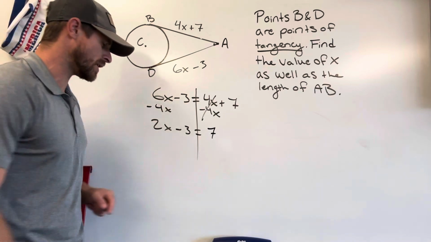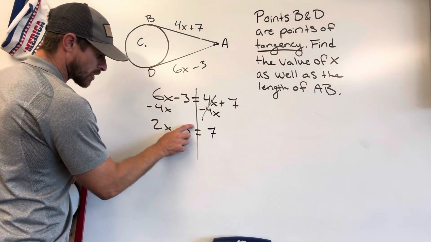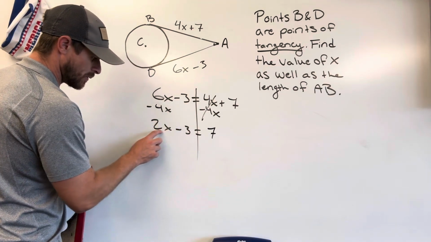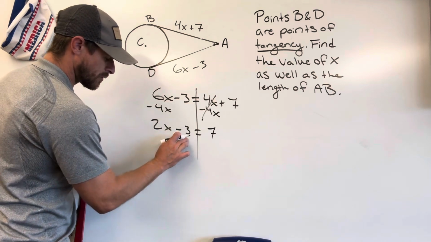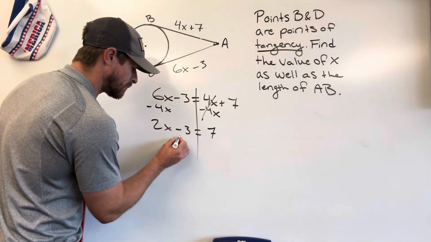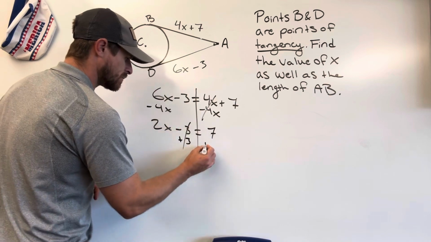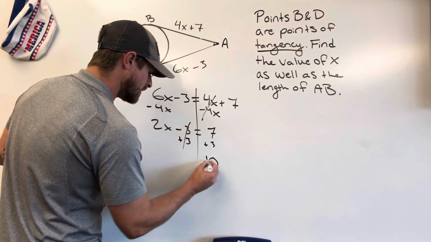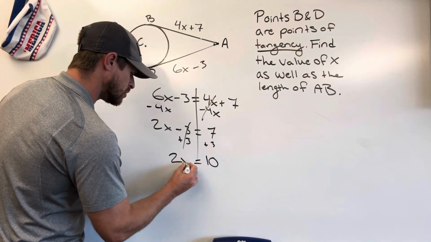Now it's a 2-step equation. Remember to always get rid of the term that is not attached to the variable first. So we got to get rid of negative 3. Opposite of minus 3, or negative 3, is plus 3. Cancels, plus 3, bringing me to 10. 10 is the same as 2x.